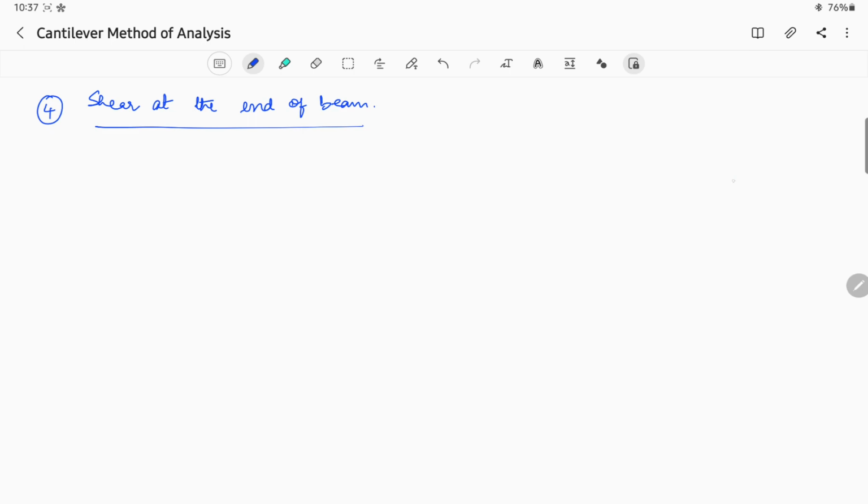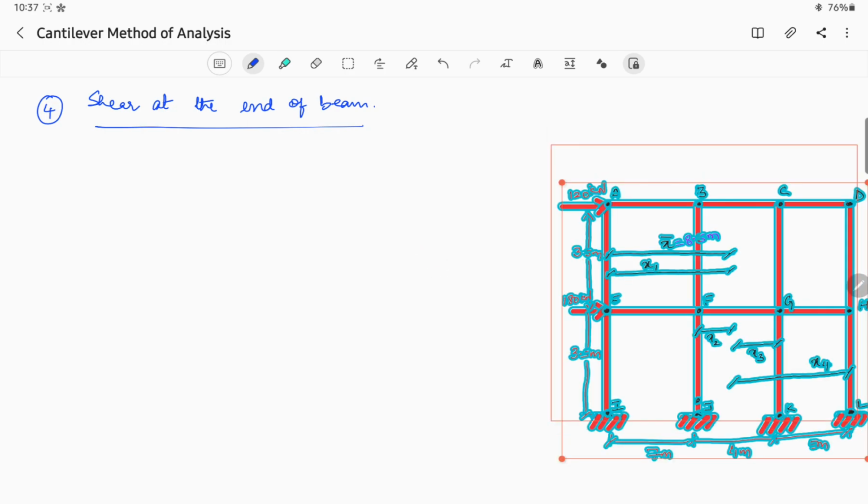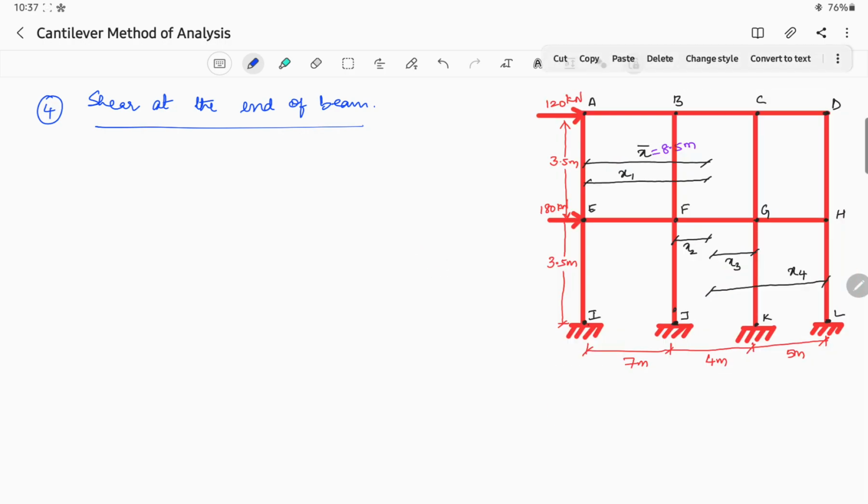Now let us take down the figure once again here. So this is the figure, right? Now the important thing which we have to consider here is how many joints there are. A is one joint, B is another joint, C is another joint, then D, E, F, G, H. So these are the main joints in the frame. We have to consider each joint gradually.